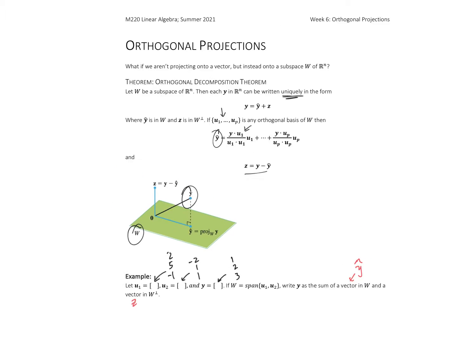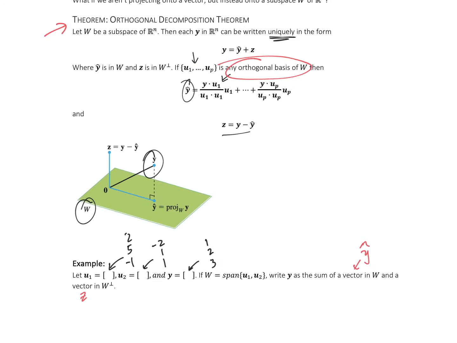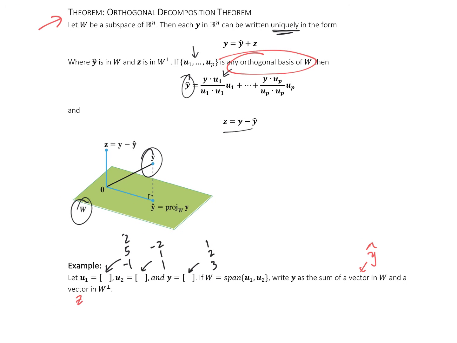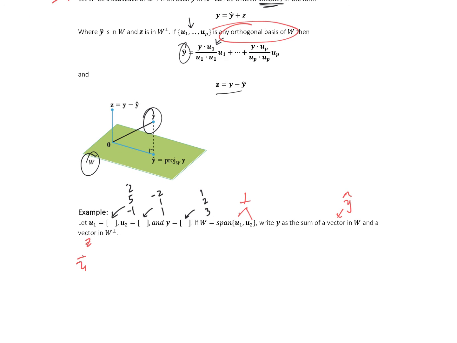Now, first, in order for us to actually use this orthogonal decomposition theorem, we need to make sure that our spanning set is an orthogonal basis for W. We've defined W to be the span of U1 and U2, and for it to be an orthogonal basis, we need to make sure that these two vectors are orthogonal to each other. So first we check that the dot product of U1 and U2 is 0. It would be 2 times... negative 4 plus 5 minus 1, which absolutely gives me 0. So we're all good there.